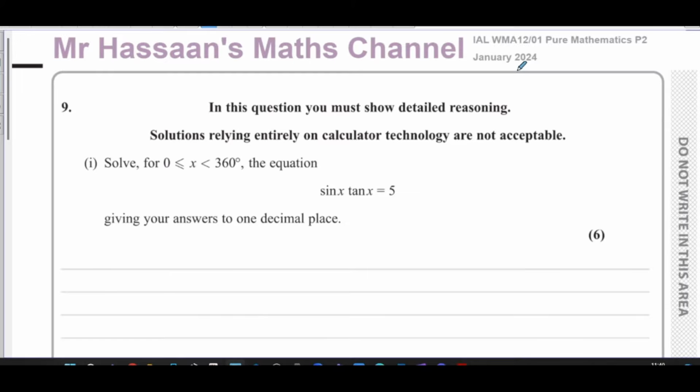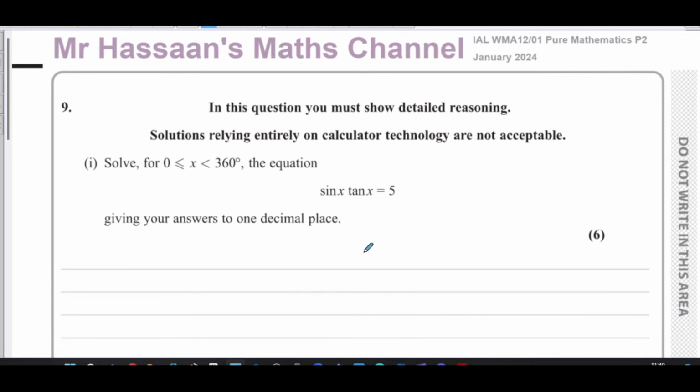I'm now answering question number 9 from the January 2024 International A-Level Edexcel Pure Mathematics P2 paper. Here we have a question about trig equations. Again, this statement: solutions relying entirely on calculator technology are not acceptable. So you cannot just write down the answer without showing any steps. You have to show how you got to the answer.